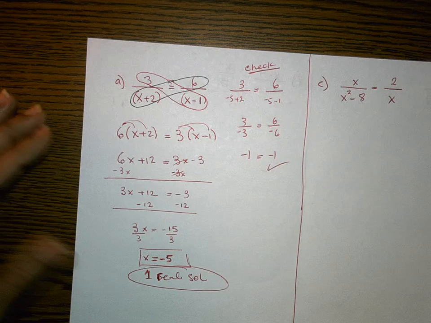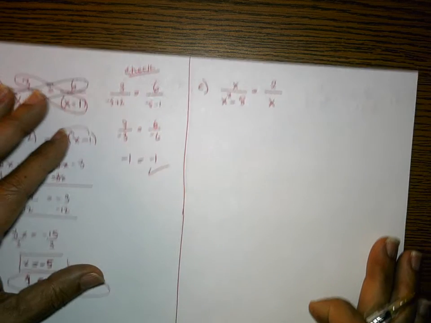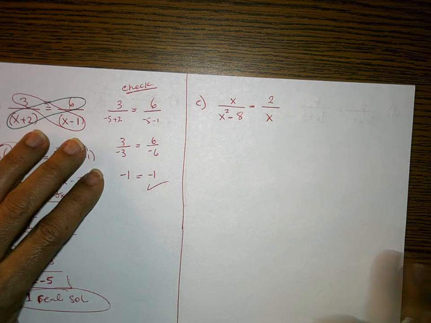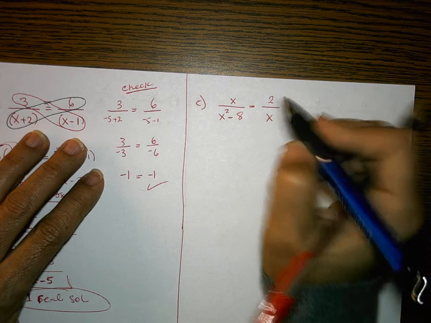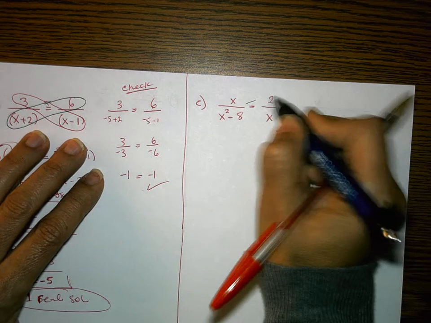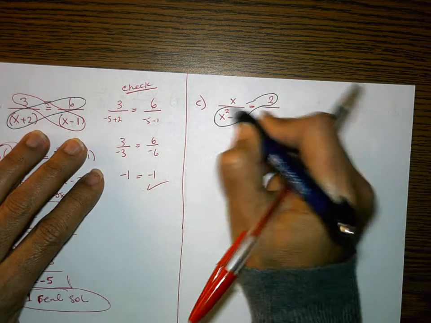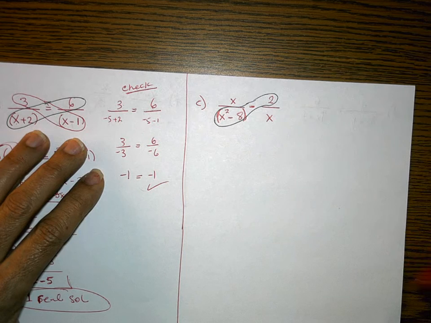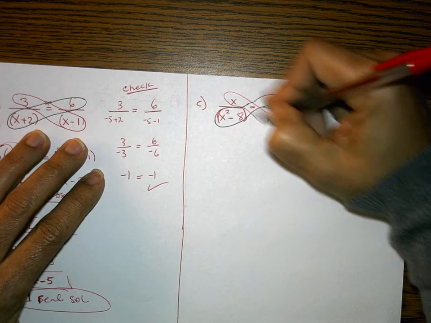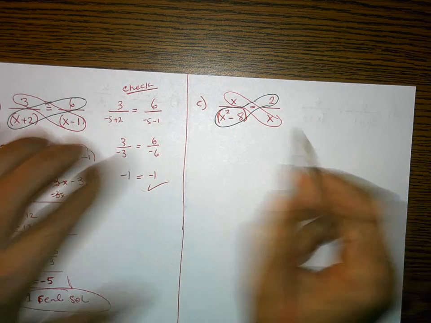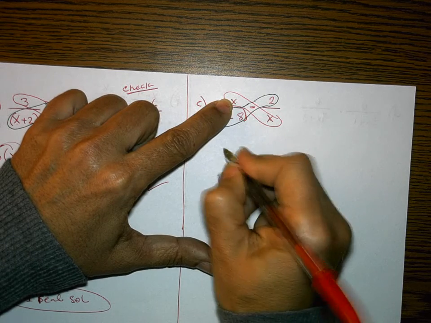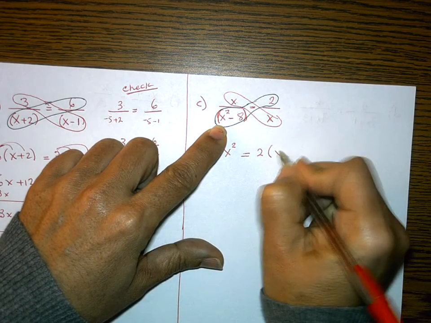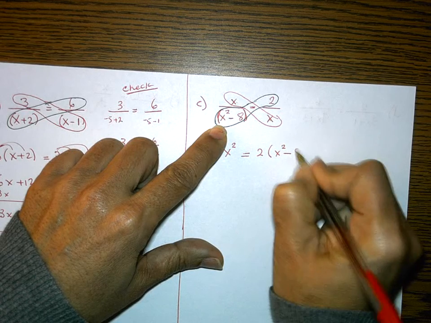All right. Let's do it one more time. Letter C. Just got to be careful with multiplying. This was letter A was a very easy example. Let's do B. I'm sorry, C. Okay, so I'm going to multiply the 2 times this binomial over here of x squared minus 8. And then I'm going to multiply the x times the x. Really doesn't matter which side you put it. I'm going to do x times x over here equals the 2 times the x squared minus 8.